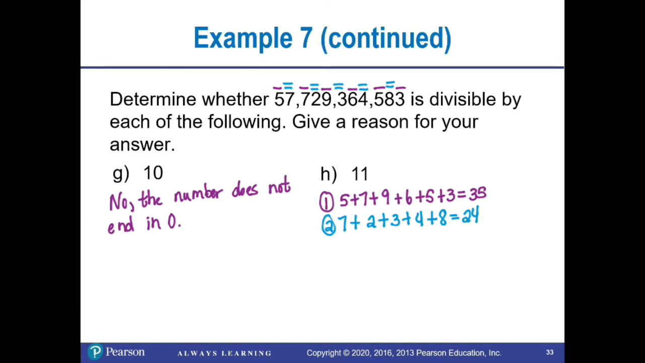Then I subtract these two sums. 35 minus 24 is 11. Does 11 divide 11? Yes, and so 11 divides our number.